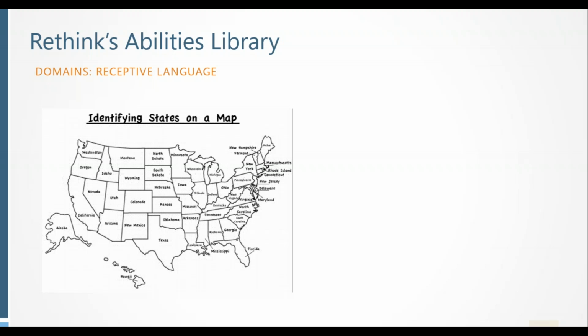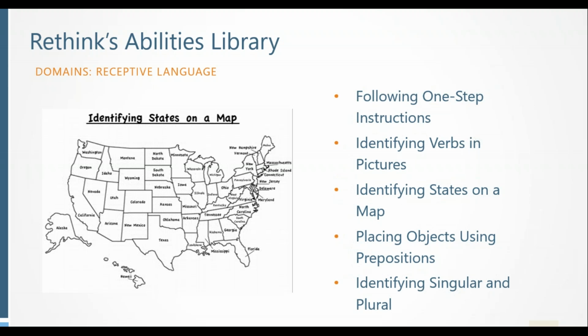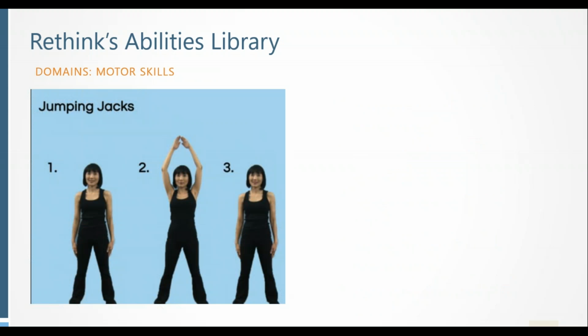The next domain is receptive language. Areas in receptive language are grammar, identification, and instruction following. Some of the lessons you can find in Rethink are following one-step instructions, identifying verbs and pictures, identifying states on a map, placing objects using prepositions, and identifying singular and plural.